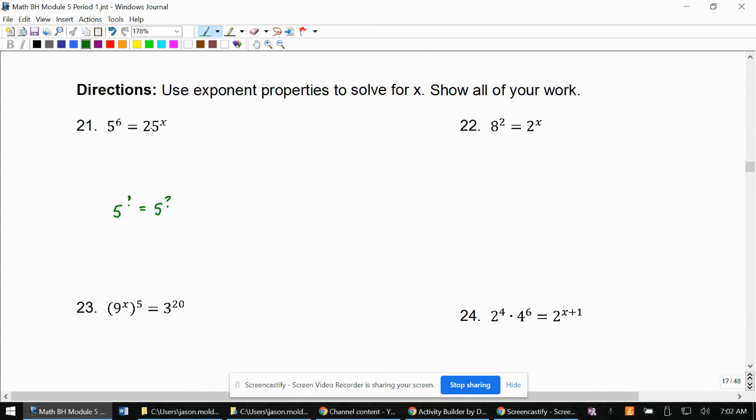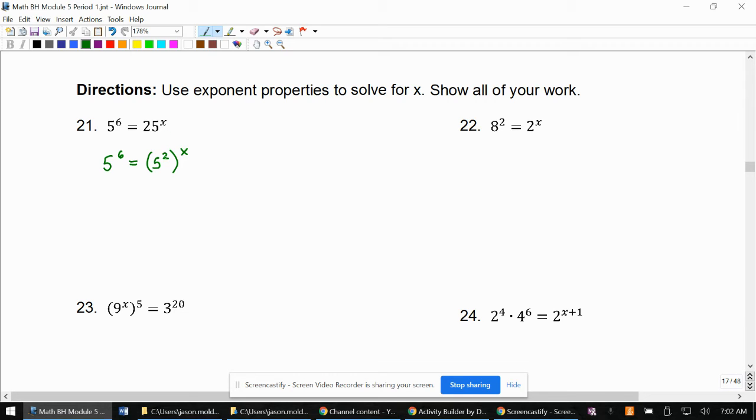And why am I picking the smaller base? Well, it's easier to pick the smaller one and change the bigger one than it is to do the other. All right, so 25 we need to rewrite. So we have 5 to the sixth equals 25 is 5 squared. And it was 25, this is 25, to the x power.